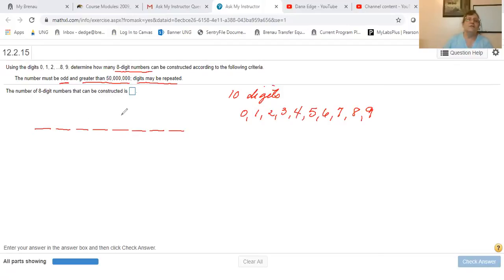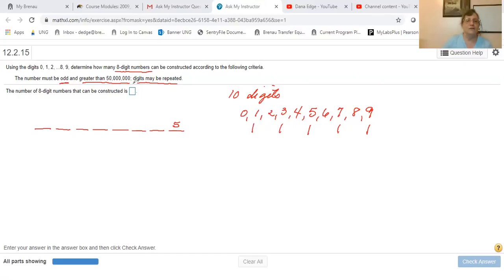But there's an easier way to do it. We can do it by each position of a digit. In order for the number to be odd, that means it has to end in a 1, a 3, a 5, a 7, or a 9, right? Even numbers would end in 0, 2, 4, 6, or 8. So this is 5 possible numbers that can go in the last spot.